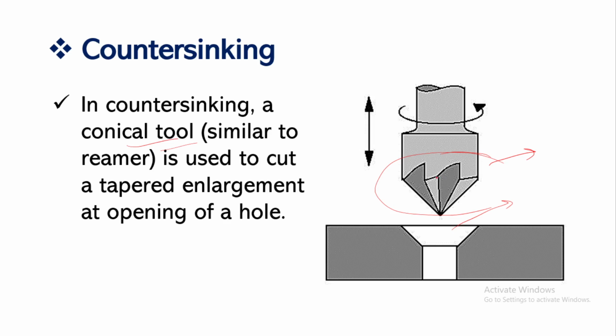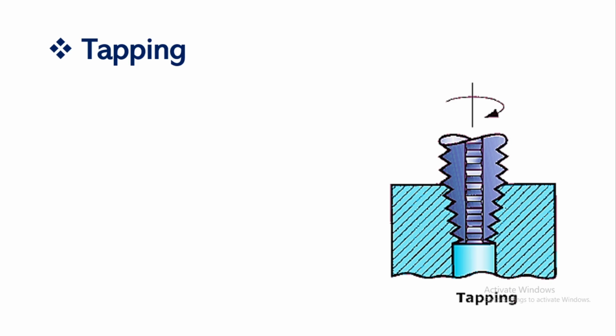You can see by your eye how it will look. If you know how to draw this figure, you can write each and everything on your own. The conical tool is used to cut a tapered enlargement at the opening of the holes. So it is a tapered type of thing, a chamfering type of process we have seen. Not more than that is required, which is why I mentioned only one point regarding that operation.